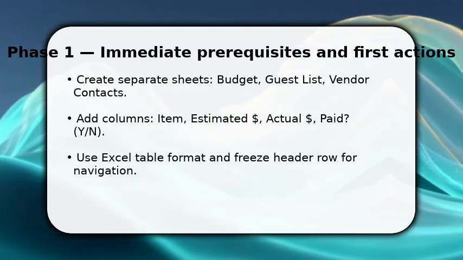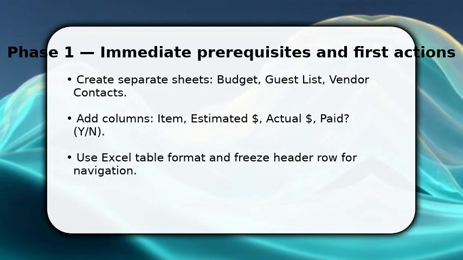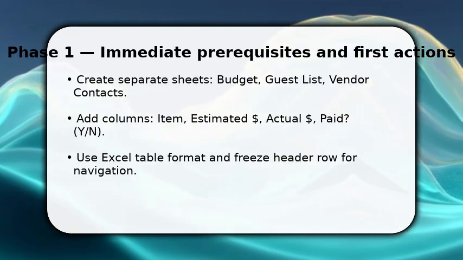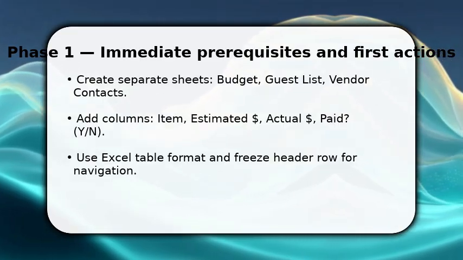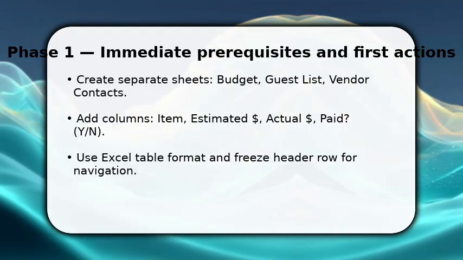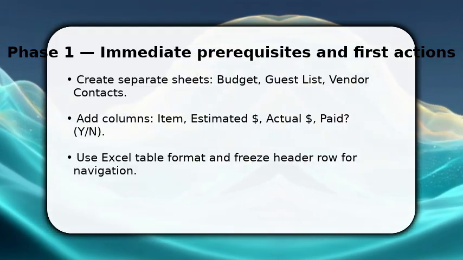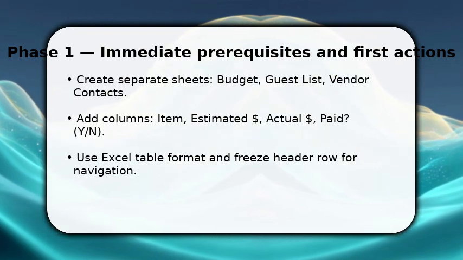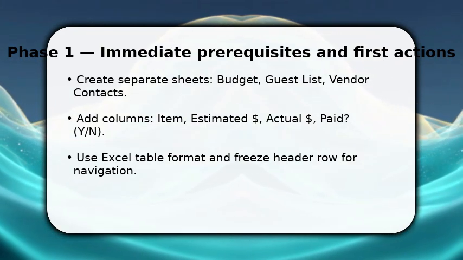This makes formulas cleaner. Make sure to add key columns like item, estimated dollar, actual dollar, and paid, with data validation for Y/N. This first setup speeds later work and prevents reformatting. It also allows you to use named ranges for totals and easy linking between sheets.